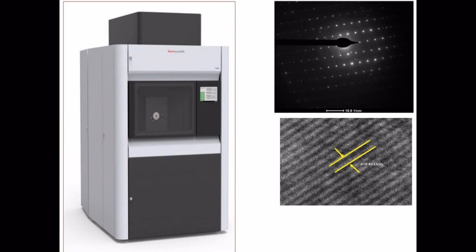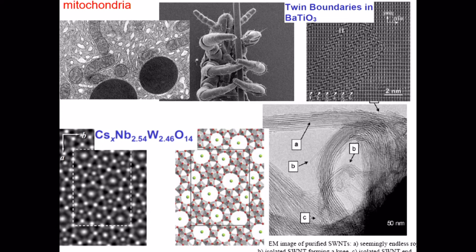TEM, we have the Talos 200S, a very good machine again at our center, right? We are able to make many images. This is a scan, and electron diffraction images. These are all images made at our center. You can see this is biology, mitochondria, and these are twin boundaries, which I mentioned earlier. So instead of a periodic arrangement, there is variation in it.